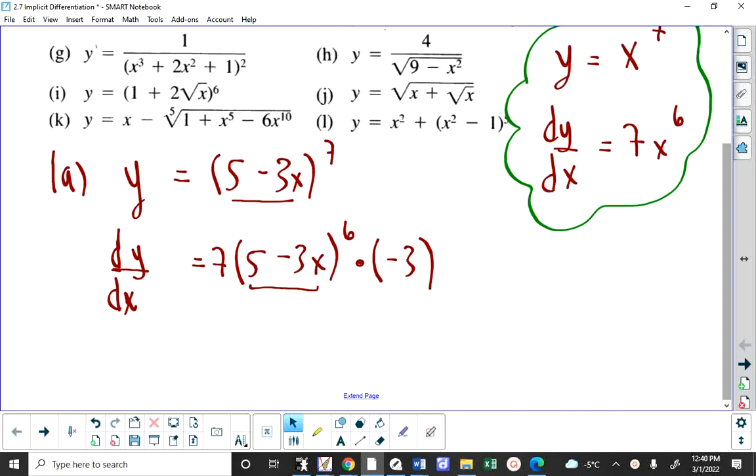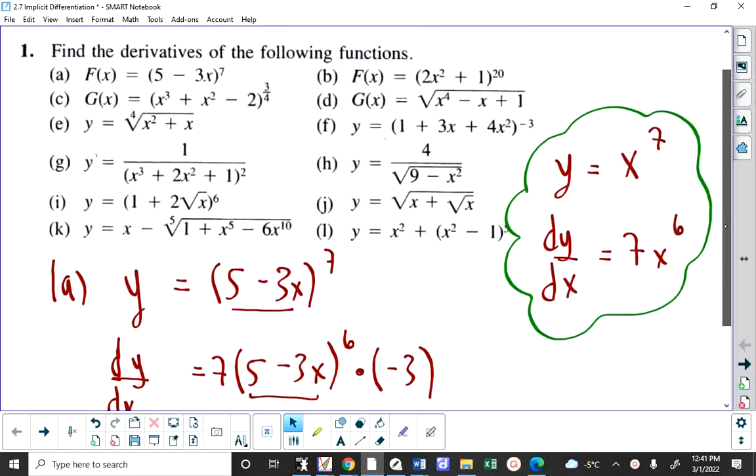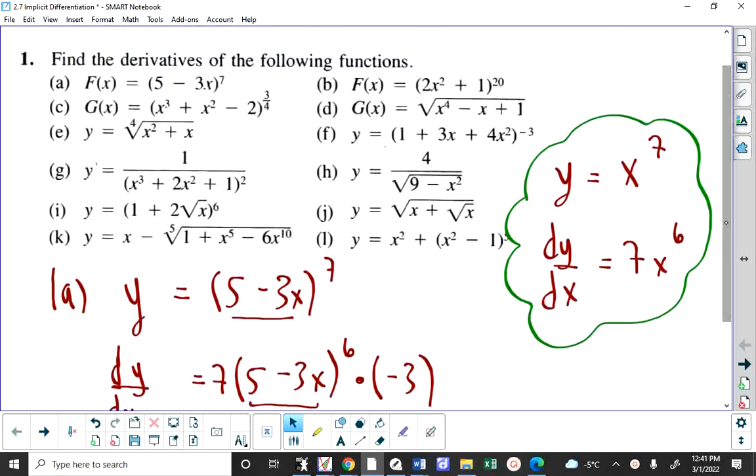So this would be dy/dx equals negative 21 times (5 minus 3x) raised to the 6. I know that we did spend some time on Thursday going over some of the problems from the textbook, and many of you had questions, but let's just put on the brakes here and stop for a second and ask again if anybody has any questions from 1 or 6 before we move on today.